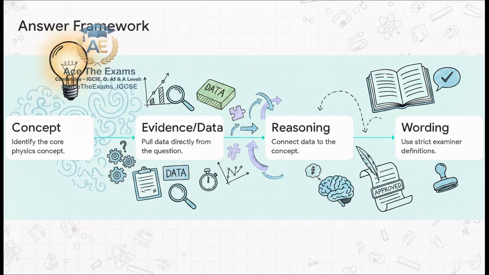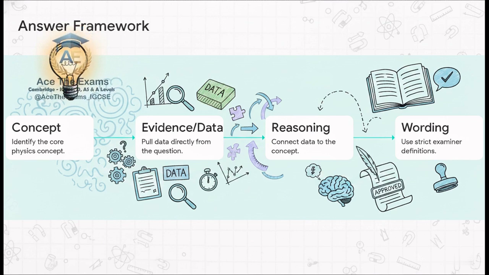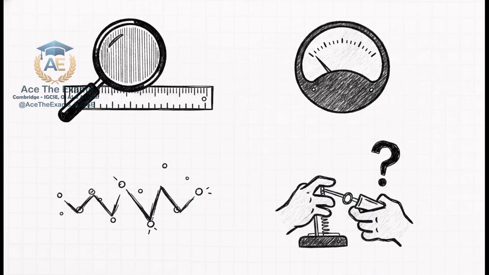Step 2, pull evidence or data directly from the question itself. Step 3, apply scientific reasoning to connect that data back to the concept. And Step 4, package the whole thing in exact examiner wording, utilizing those strict definitions we just covered. Now, what's really fascinating here is the exact list of things that cause random errors in your experiments pulled directly from the official guidance.